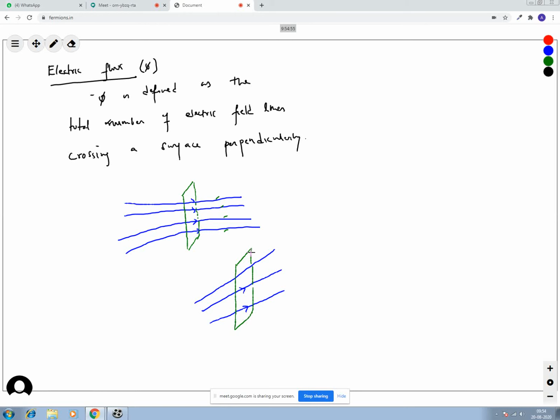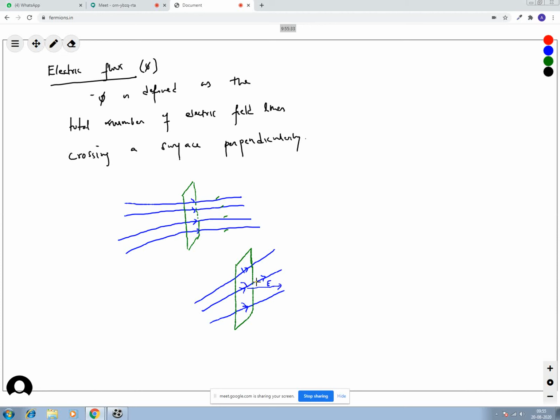In this case, flux is not more, flux is less. Why? Are the electric field lines going through the surface perpendicularly? No, they are not. This is at a certain angle theta. So in that case what do you have to do? If this is the E vector, you have to break it into two components. This would be the perpendicular component.